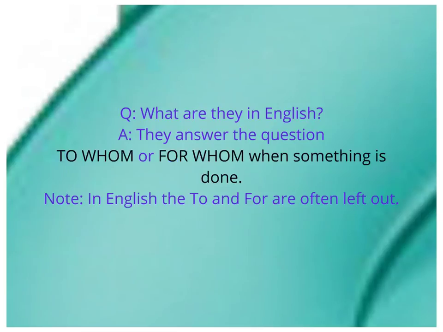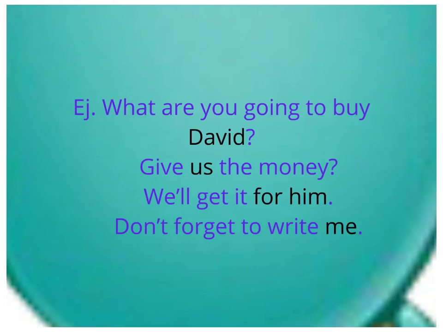So in a sentence, you'll see those, and that's where you're going to start your underline to take those words out. In English, a lot of times the to and the for is left out. In Spanish, they are never left out. So here's some examples I'd like you to take down, at least one in your notes.